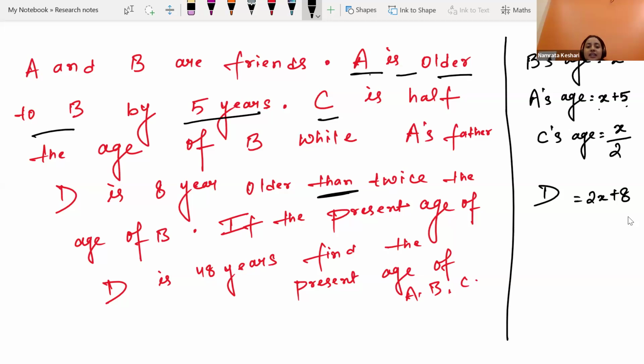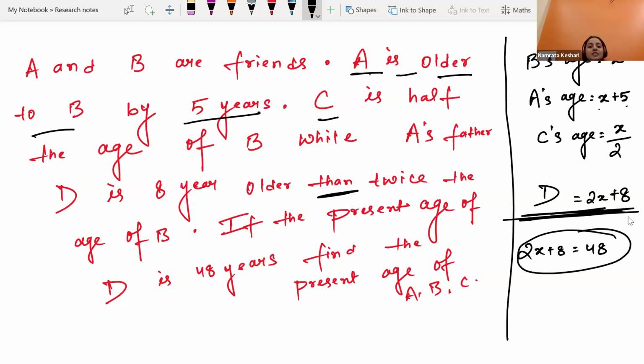If the present age of D is 48 years. Whatever assumption we have taken, this 2x plus 8, if this is 48 years, then we have to find A, B, C. It's simple. From here, we'll be able to find the x value. It is a linear equation in one variable, right? Finding the solution is very simple. Only understanding the statement was a little bit tricky.